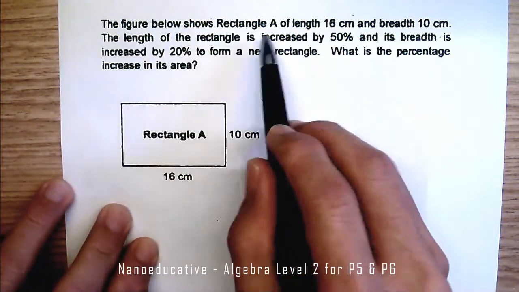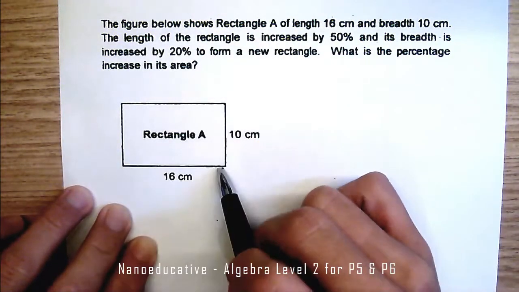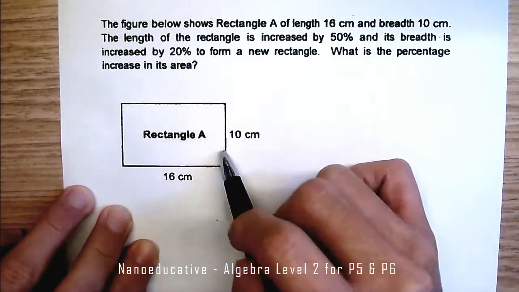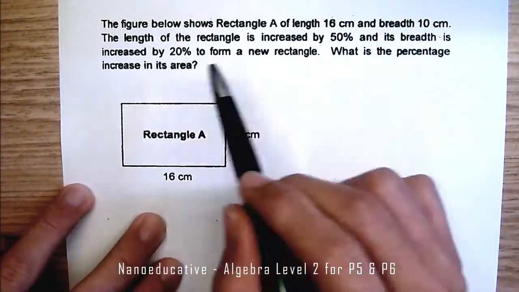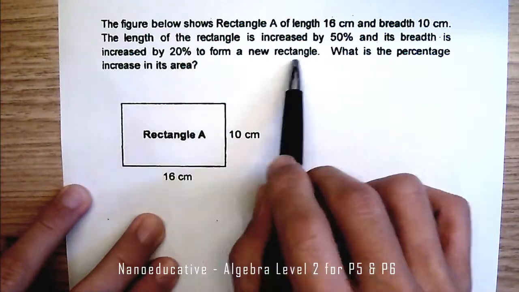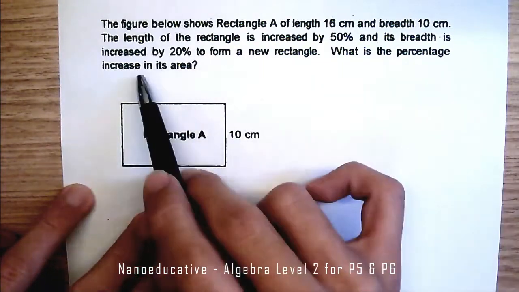The figure below shows rectangle A of length 16 cm and breadth 10 cm. They tell us that the length of the rectangle is increased by 50% and the breadth is increased by 20% to form a new rectangle. What is the percentage increase in the area?